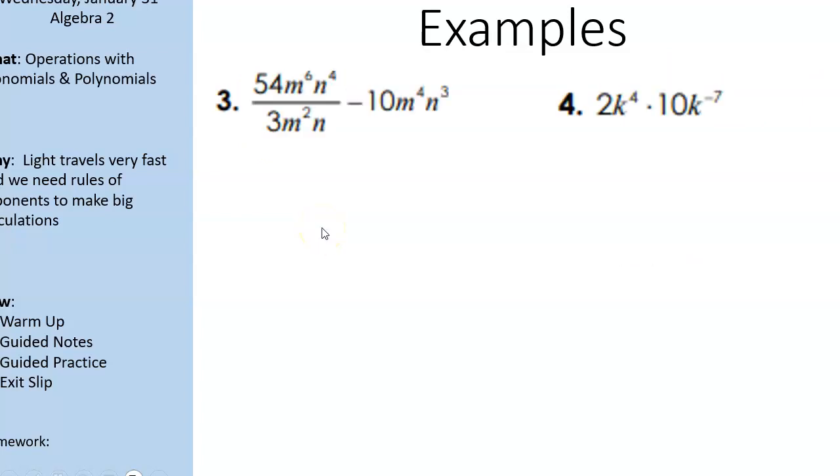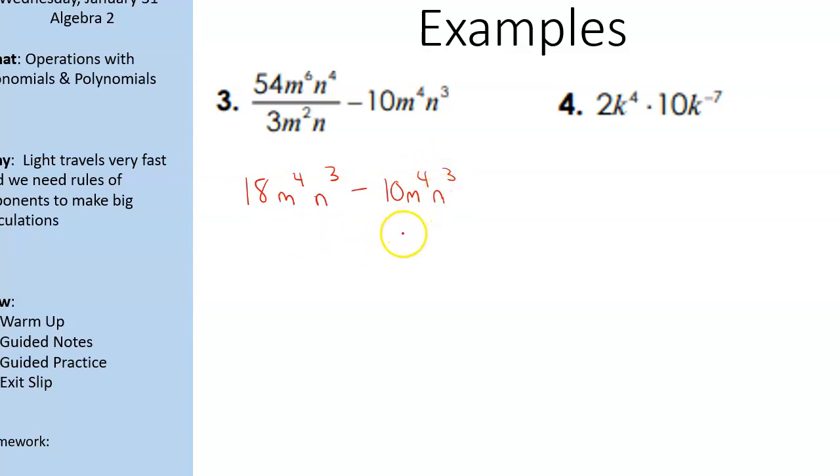With number 3, we have division and subtraction. So with division, we're going to divide like normal. With our numbers, we're going to do 54 divided by 3, and we get 18. When we divide, we're going to subtract when it's the same base. So with m, we have 6 minus 2, which is m to the 4th. And our n's, this is 4 minus, remember there's a 1 there when we don't have a number, so 4 minus 1 gives me n to the 3rd. And then our minus 10 m to the 4th n to the 3rd comes down.